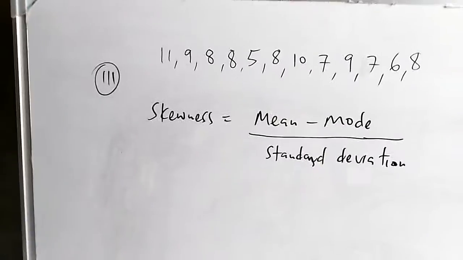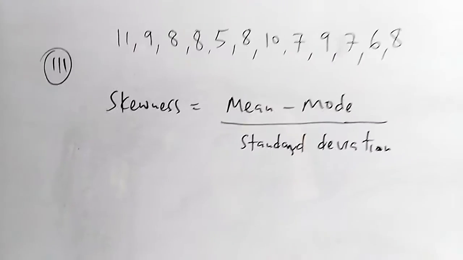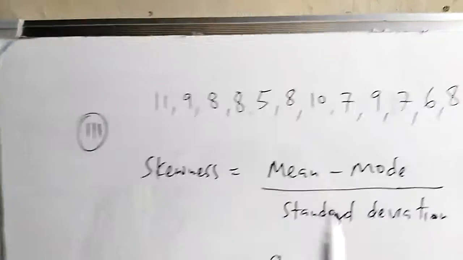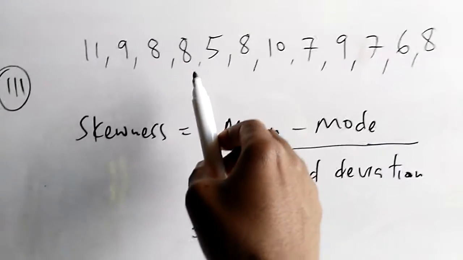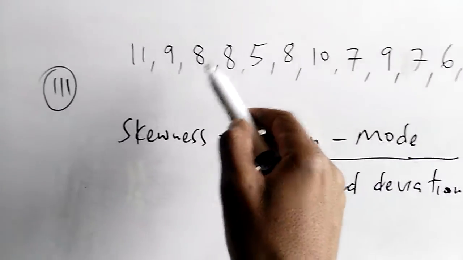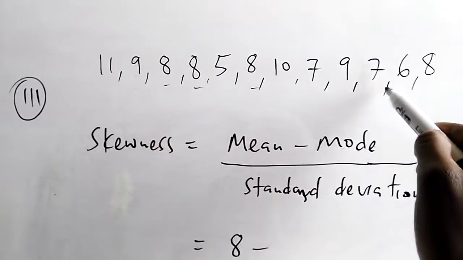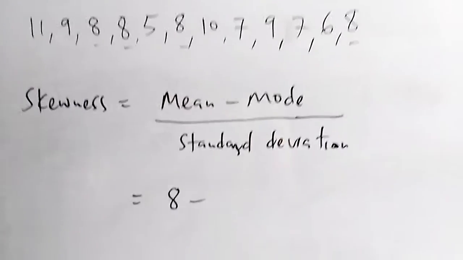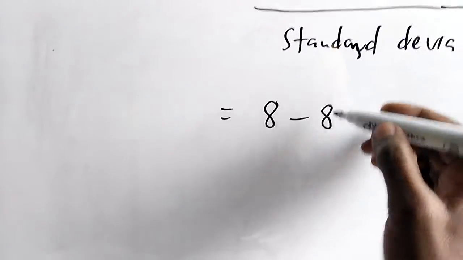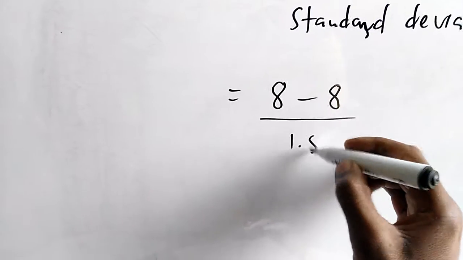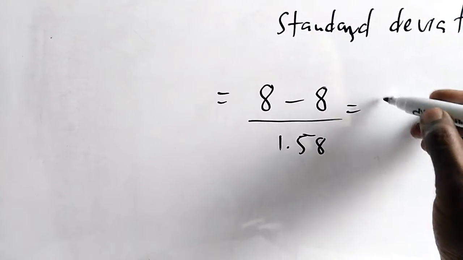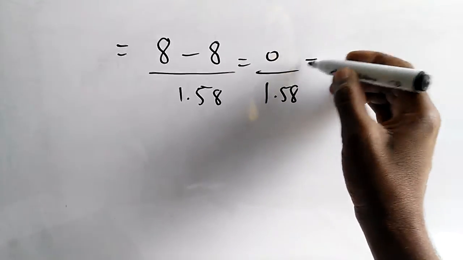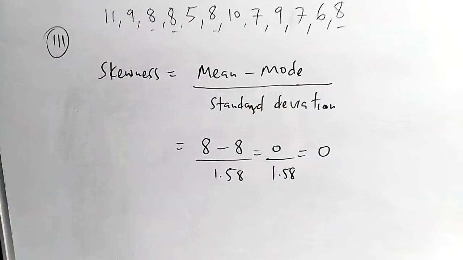So from our question, the mean is 8. Take away. The measure with the highest frequency becomes our mode. 8, 8, you can even see 8, 8, 8, 8. So the number that appears the most becomes the mode. Divide by the standard deviation 1.58. Already we have a 0. Whichever number we divide by, the skewness will still be 0.